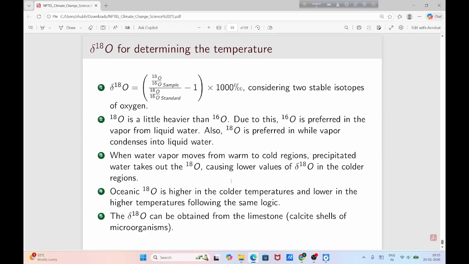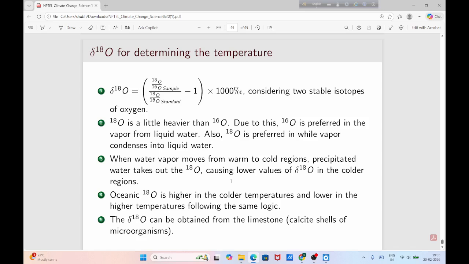Delta 18O. I will again explain in English. Delta 18O is the relative difference between the sample and the standard. 18 denotes the atomic number of oxygen. 16 is also oxygen. Oxygen actually has three isotopes: one is 16, another is 17, and the third one is 18. So we study 18 and 16 isotopes to get the relative fraction.